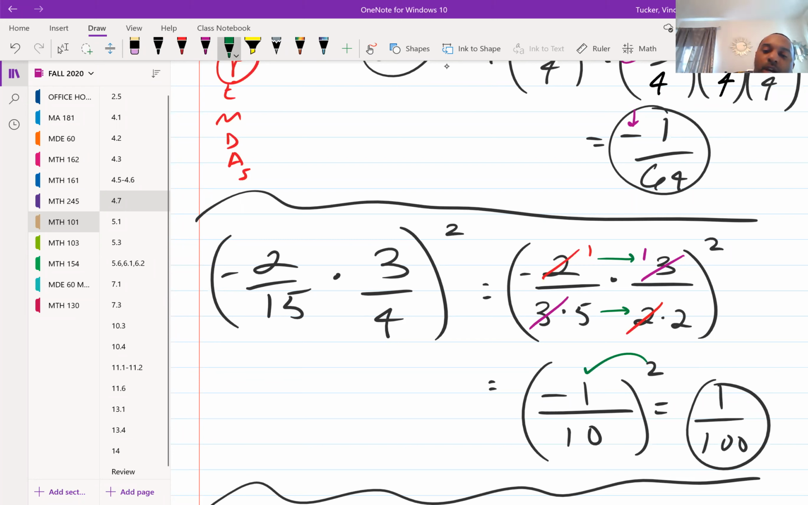Then we square the top and the bottom. Negative 1 times negative 1 is positive 1. 10 times 10 is 100.